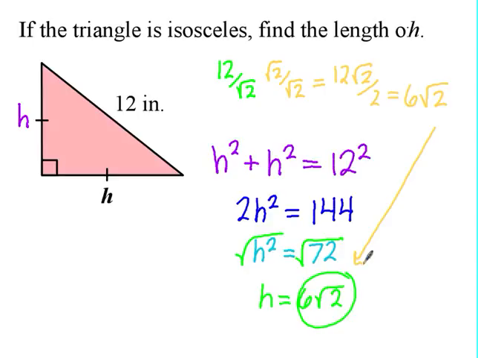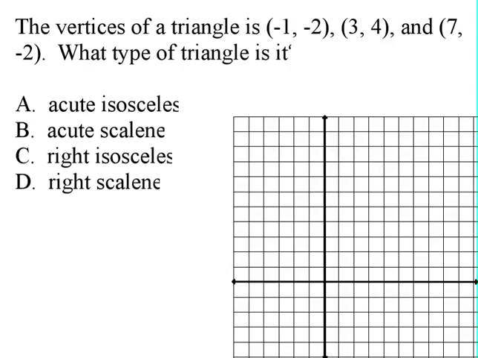In a 45, 45, 90 triangle, the relationship always deals with root 2. In a 30, 60, 90 triangle, the relationship always deals with root 3. And that's kind of what I was explaining the time before that. So let's go ahead and look at this. The vertices of a triangle. The vertices are... Good job. That should be R, by the way. Okay? You're getting a little bit of a grammar lesson, too.